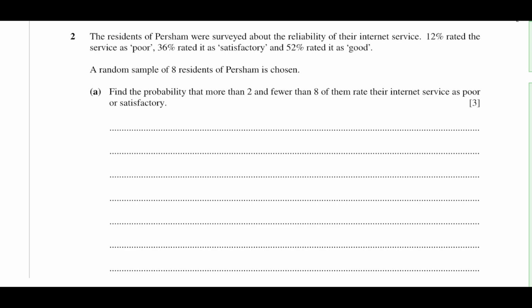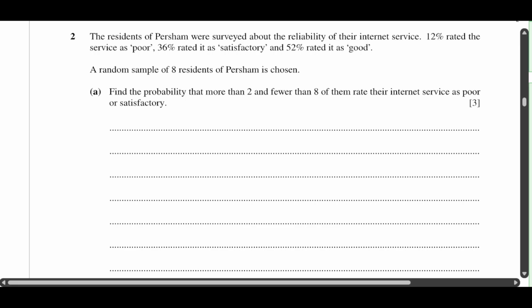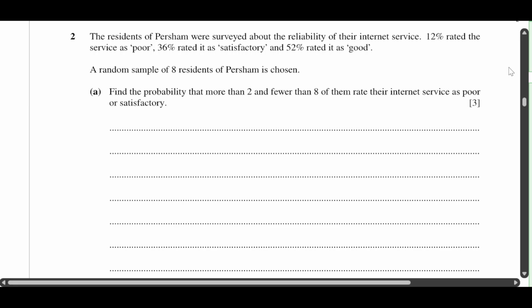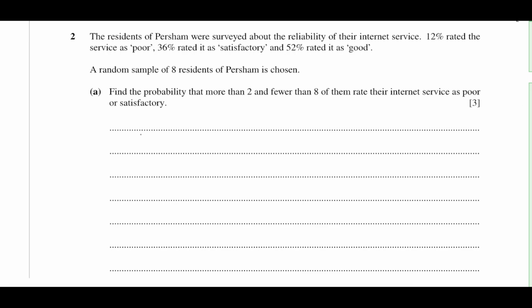Okay, so what do you think? In which way can we solve this problem? The question asks to find the probability that more than 2 and fewer than 8 of them rated their internet service as poor or satisfactory. So can I consider this as a binomial? In binomial way we can solve. I will consider x as a random variable.